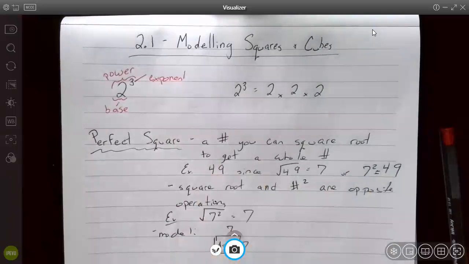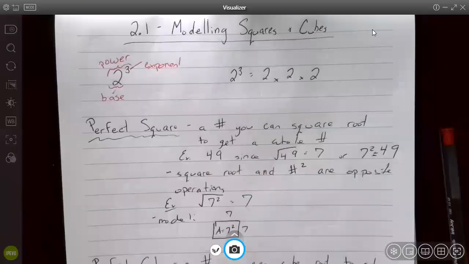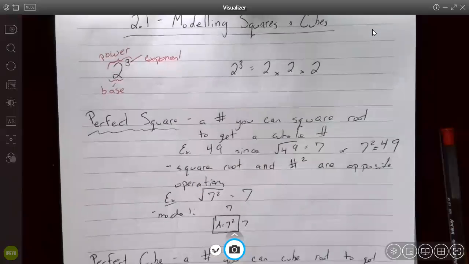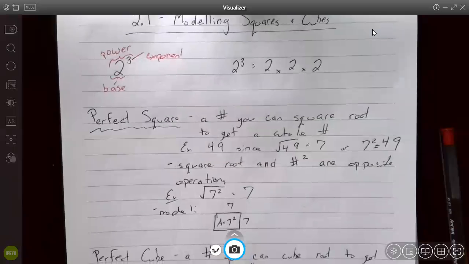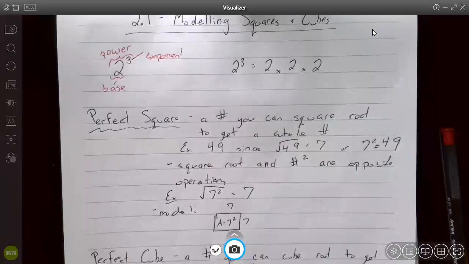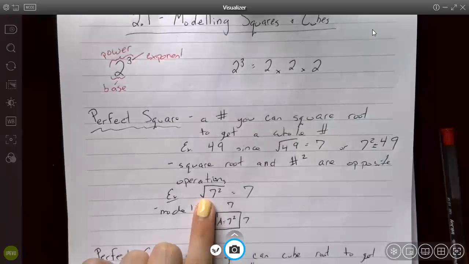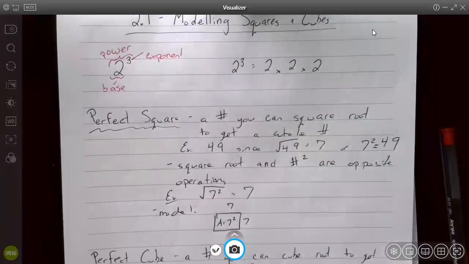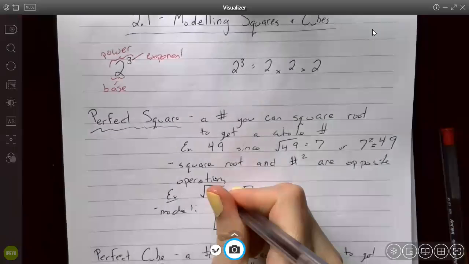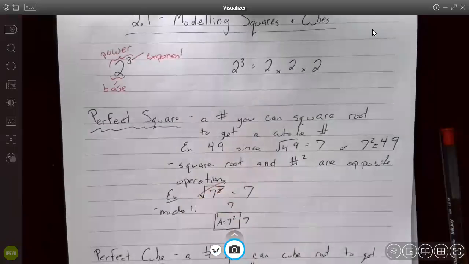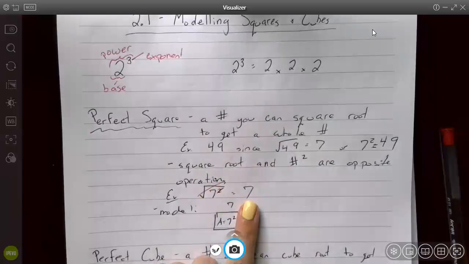A square root and a number squared are opposite operations. So squaring something and square rooting something will cancel each other out. So for example, if I have the square root of 7 squared, that squared and the square root will cancel each other out and leave me with just 7.